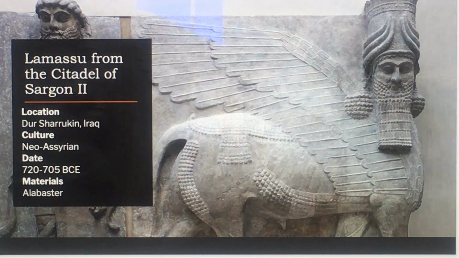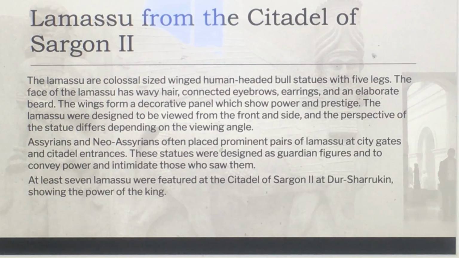Lamassu from the citadel of Sargon II. This is from Iraq. So it's Neo-Assyrian from 720 to 705 BCE, and the material is alabaster, which is a type of stone. The Lamassu are colossal-sized winged, human-headed bull statues with 5 legs. The face of the Lamassu has wavy hair, connected eyebrows, earrings, and an elaborate beard.